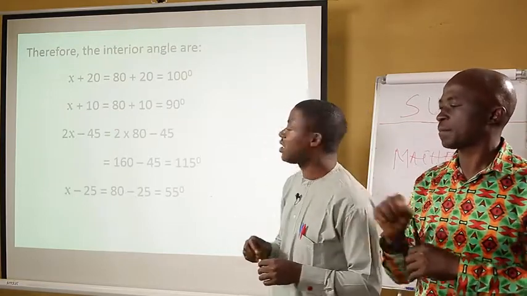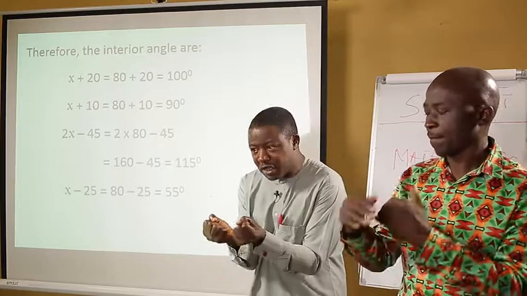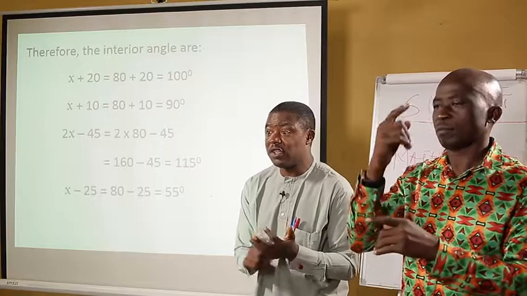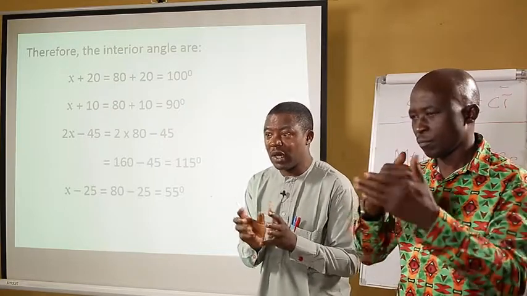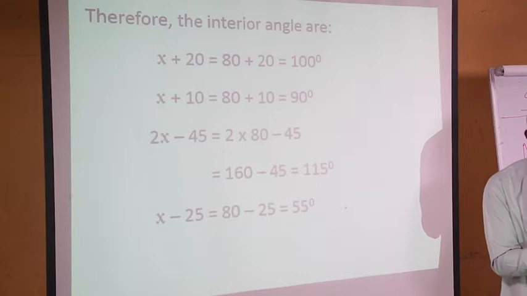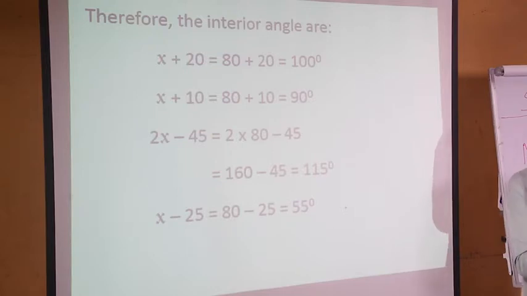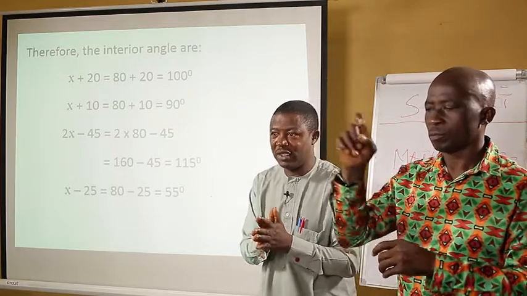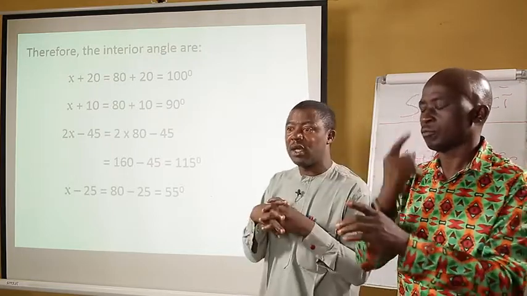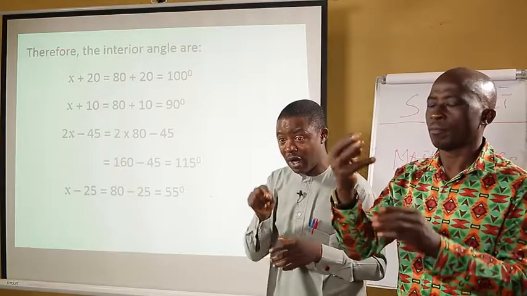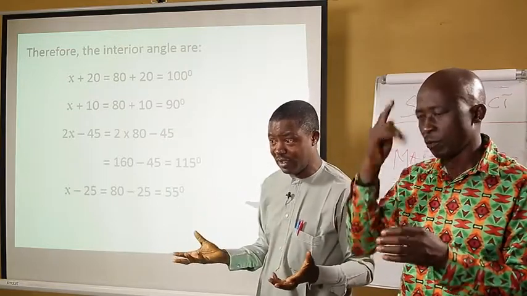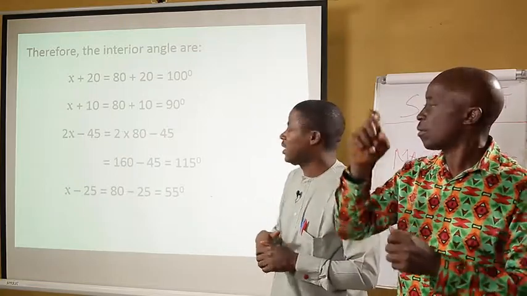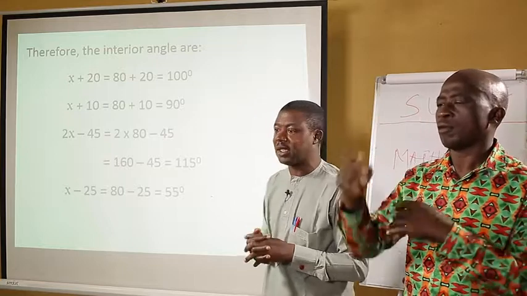Therefore, the interior angles have to be determined. You know the interior angles first before you find the exterior angle. Since we have known the value of x, we can deduce the angles of the quadrilateral. x plus 20 is the first angle, and then it will be 80 plus 20 because we have deduced the value of x as 80. So we replace x with 80 now. We will now have 100 degrees because 80 plus 20 is 100.